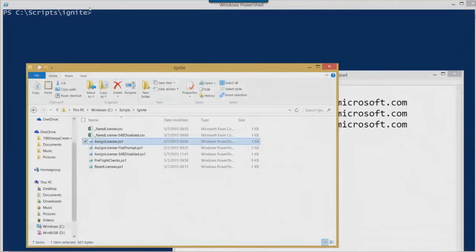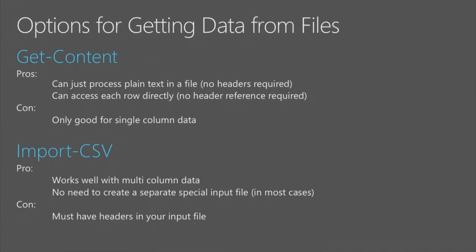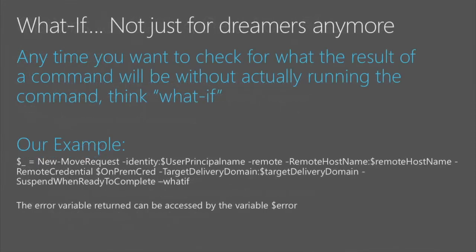All right, I got one more slide, and then I may show quickly a run through the script that I've built for my customer, but I want to talk about this. What if? It's not just for dreamers anymore. So if you've got a command that you want to measure the potential for success for, and you can't or don't want to do it at the time that you really need to run the command, like during a change window, during a migration, I want to be able to make sure that I'm ready to go, do a -WhatIf on the command. It won't affect the change.